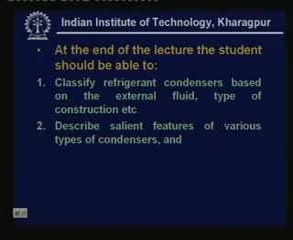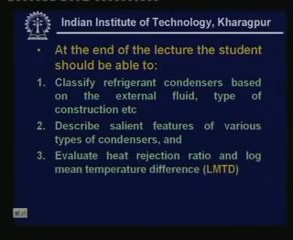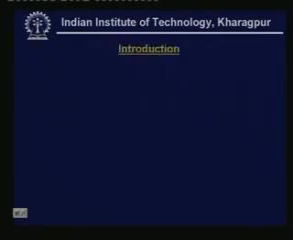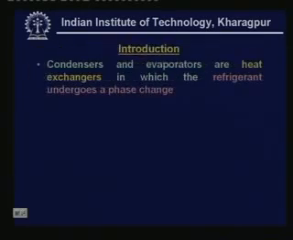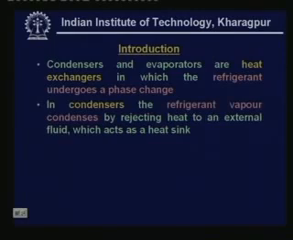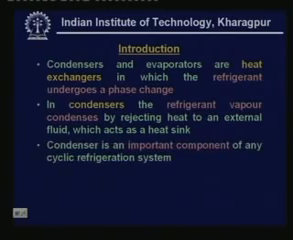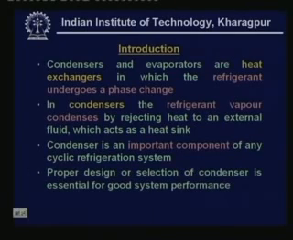Describe salient features of various types of condensers and evaluate heat rejection ratio and log mean temperature difference, LMTD, of refrigerant condensers. Let me give a brief introduction here. As you know, condensers and evaporators are heat exchangers in which the refrigerant undergoes a phase change. In condensers, the refrigerant vapor condenses by rejecting heat to an external fluid which acts as a heat sink. Condenser is an important component of any cyclic refrigeration system, and proper design or selection of condenser is essential for good system performance.